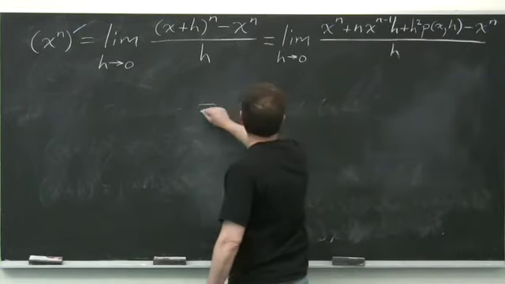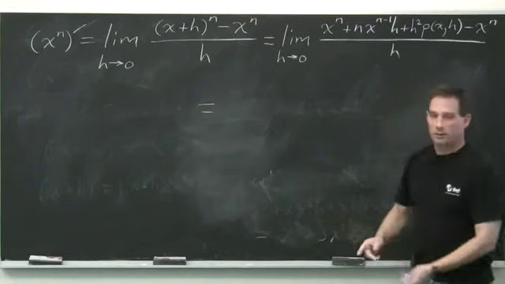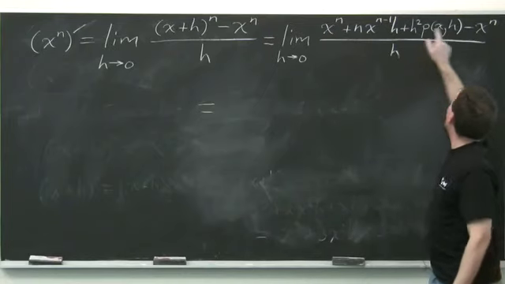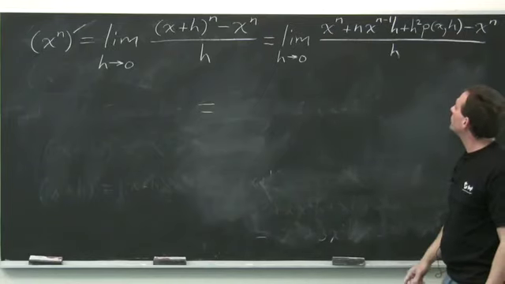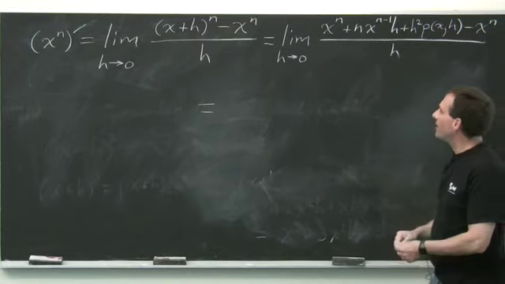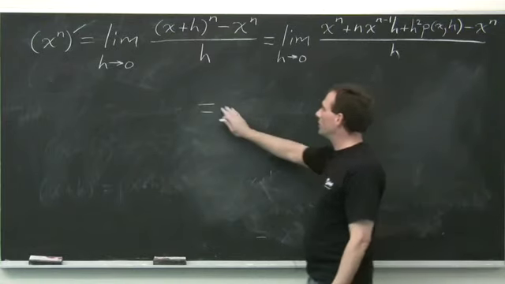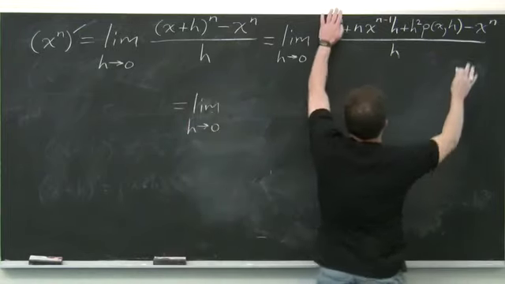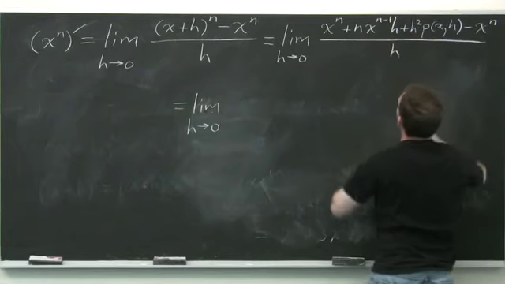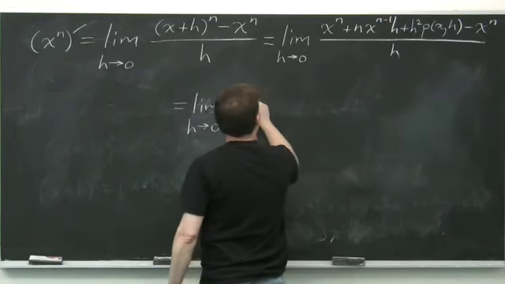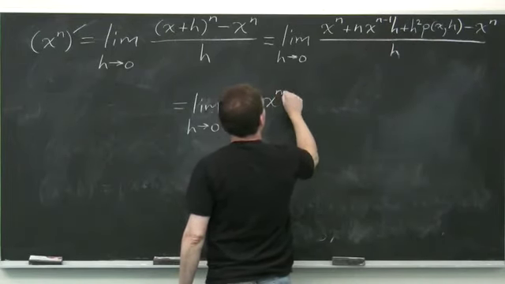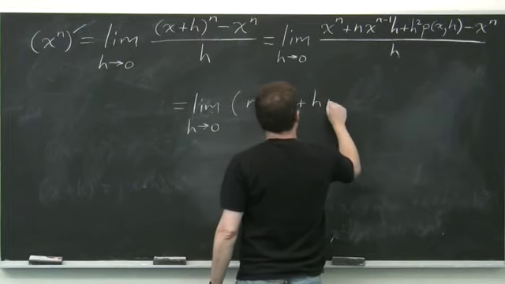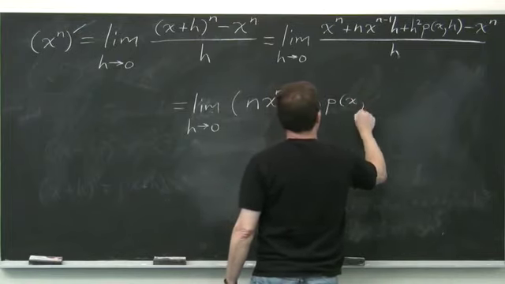What does this give you? You have an x to the n here and a minus x to the n there. Those cancel. The other terms have h's in them, and you can divide by the h, and you quickly get, this is the limit as h approaches 0 of, so these canceled. We canceled an h here and here, so we get n x to the n minus 1 plus h times p of x, h.